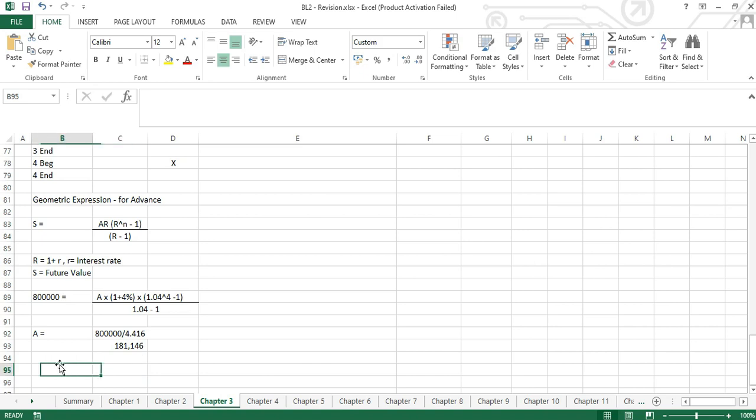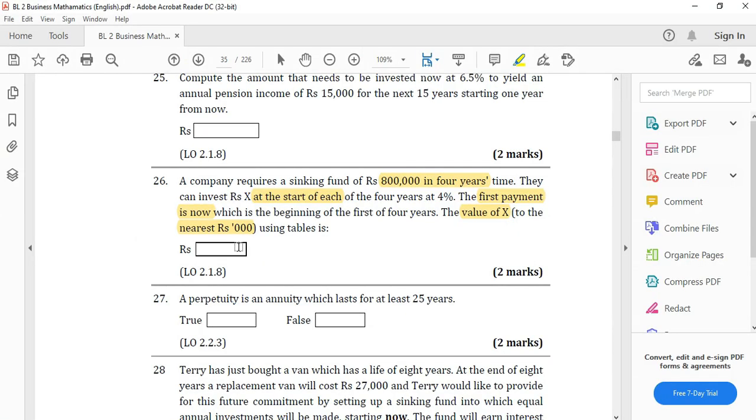Since they are asking for the nearest 1000, we write 1, 8, 1. It's still 1 because the digit next to it is less than 5. Then you put the comma, and for the rest of it, since they asked for the nearest 1000, you put 0. After the place value of the digit, whatever comes after that becomes 0. So your final answer will be 181,000.